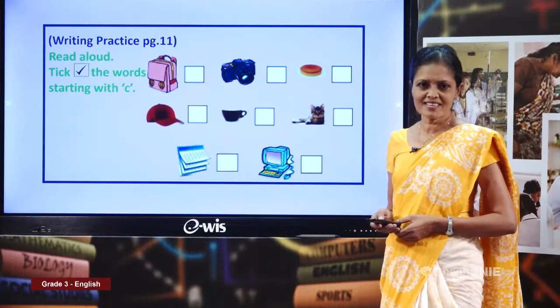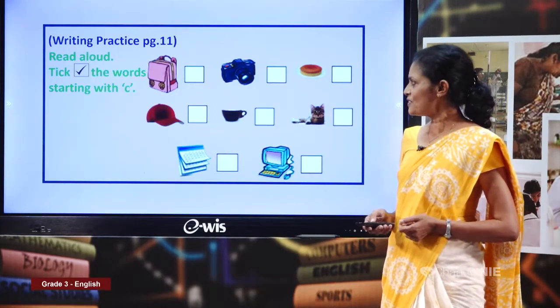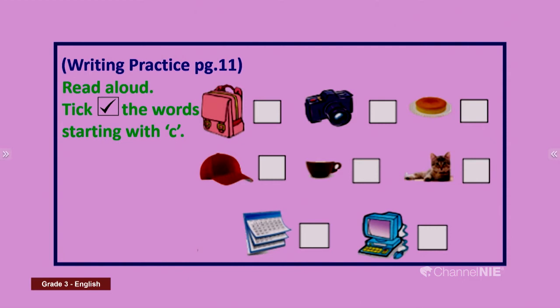Let's check your answers. Right, what is the first picture? B. Does it begin with C? No. Then we do not put a tick. Next one. Camera. What is the first letter? C. Then we put a tick. Next. Cake. What is the first letter? C. Then put a tick.